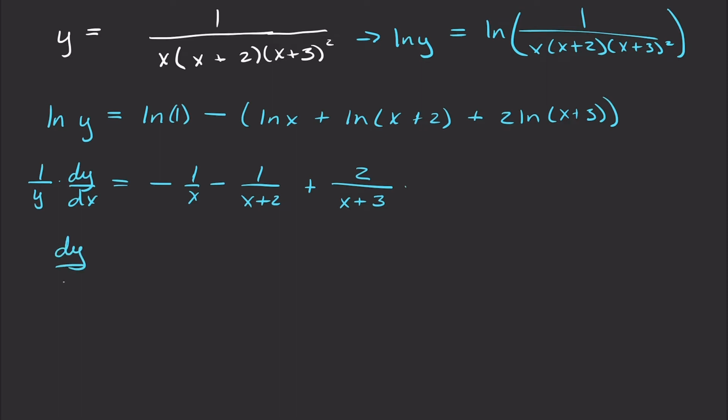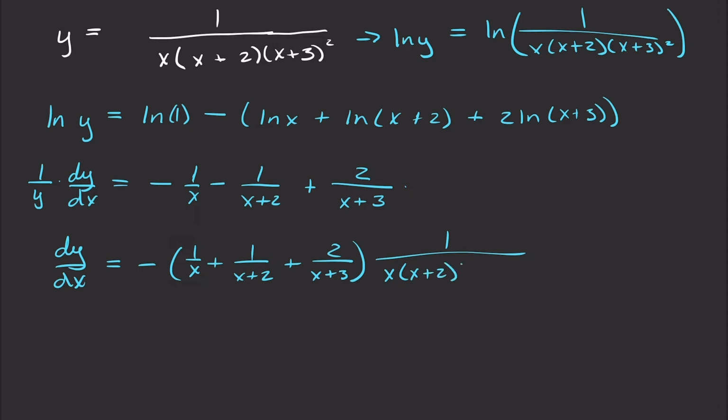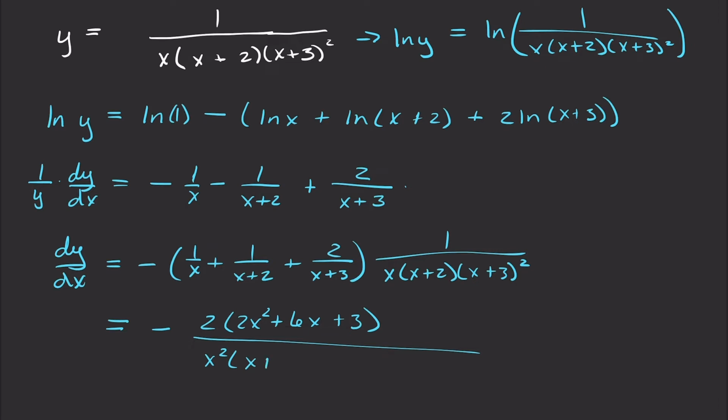So we get dy dx equals minus 1 over x plus 1 over x plus 2 plus 2 over x plus 3, all times y, which is just 1 over x times x plus 2 times x plus 3 squared. And then if you want to get a common denominator and bring all this together, you will get minus 2 times 2x squared plus 6x plus 3 all over x squared times x plus 2 squared times x plus 3 squared.